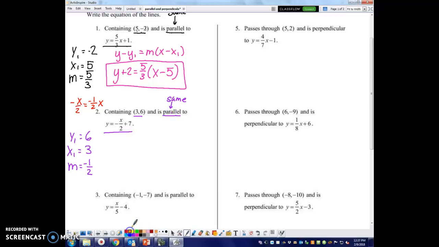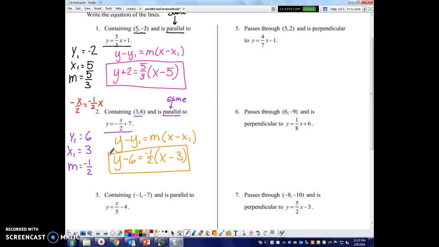So we're going to write out our equation. y minus y1 equals m times x minus x1. So y, what? y minus 6 equals, what's our slope? Negative 1/2. x, here it is, minus 3. That's what you'll type in. Careful not to forget your negatives.